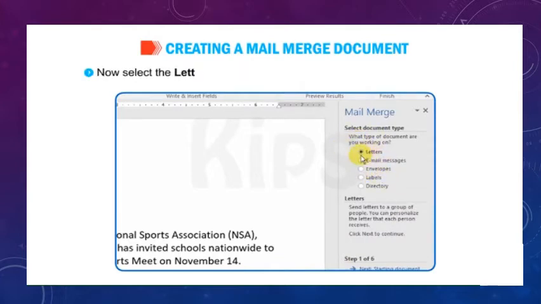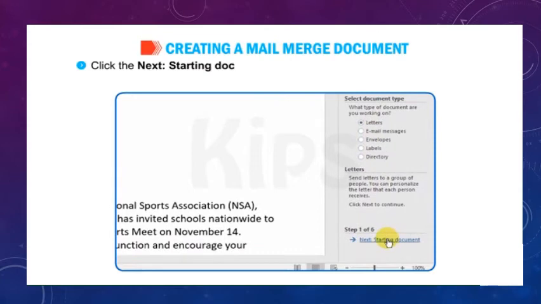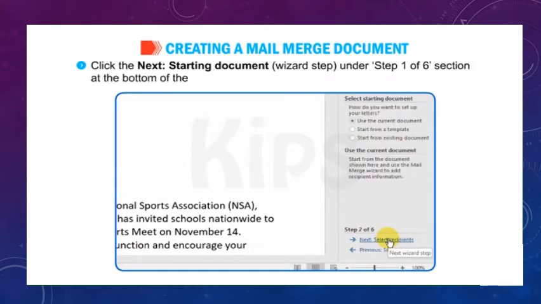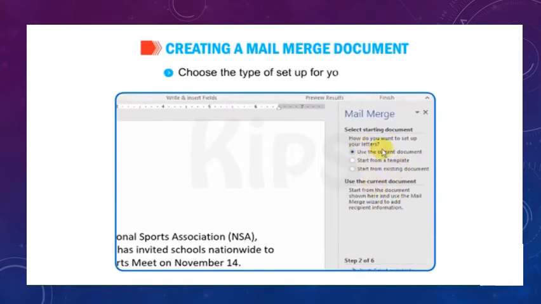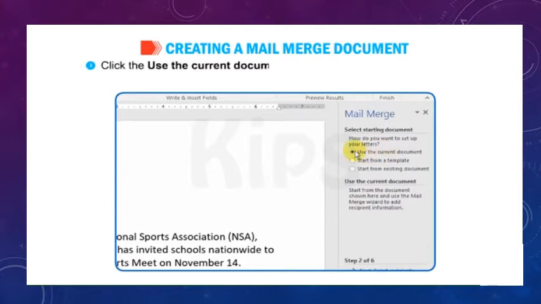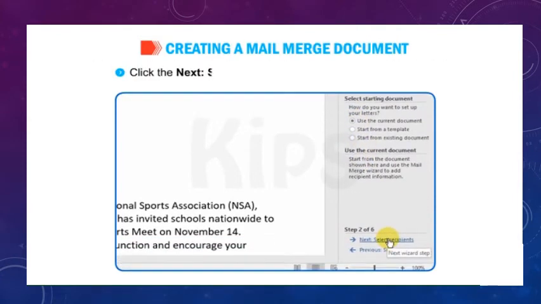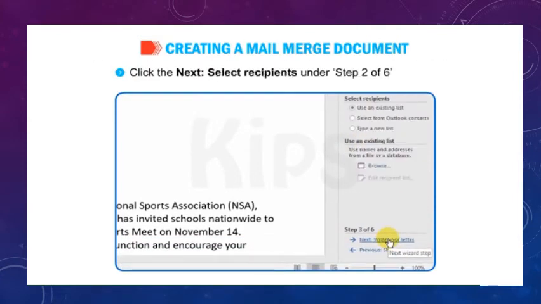Now select the Letters radio button under the Select Document Type section. Click the Next: Starting Document wizard step under the Step 1 of 6 section at the bottom of the task pane. Choose the type of setup for your letters. Click the Use the Current Document radio button under the Select Starting Document section. Click the Next: Select Recipients under the Step 2 of 6 section.